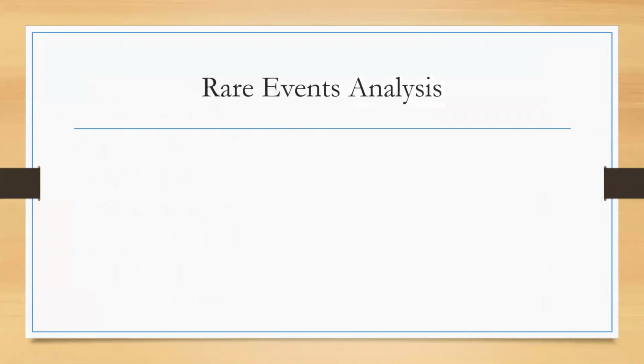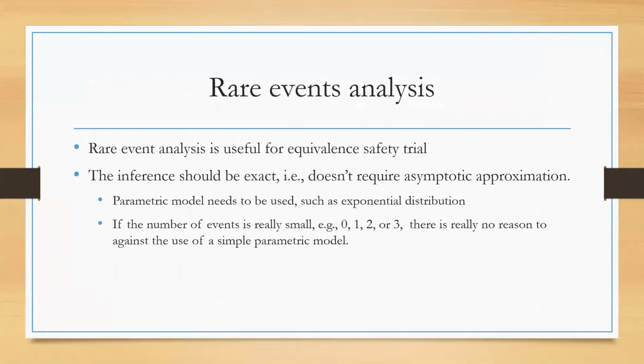So lastly, I want to briefly talk about the rare events analysis. In this case, the key is if the event rate is very low, then you have to use some parametric model to make it possible to make exact inference. Which means you do not rely on asymptotic approximations because the number of events is very low. So in those cases, if you are willing to assume a parametric distribution for the survival distribution, then actually you can make an exact inference.